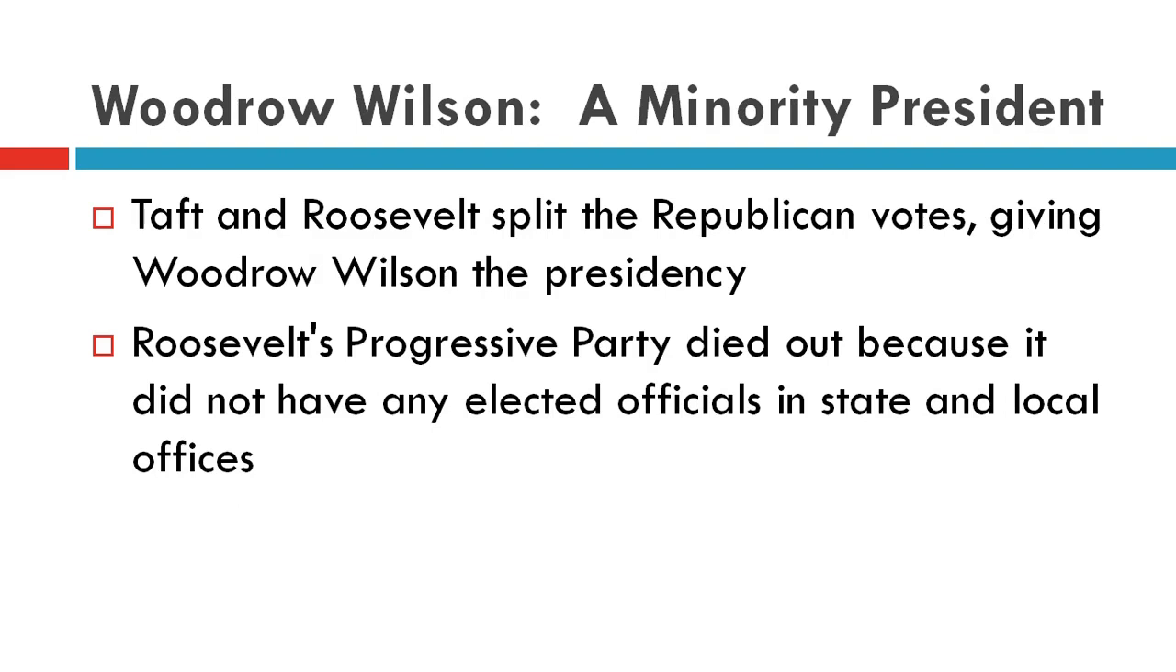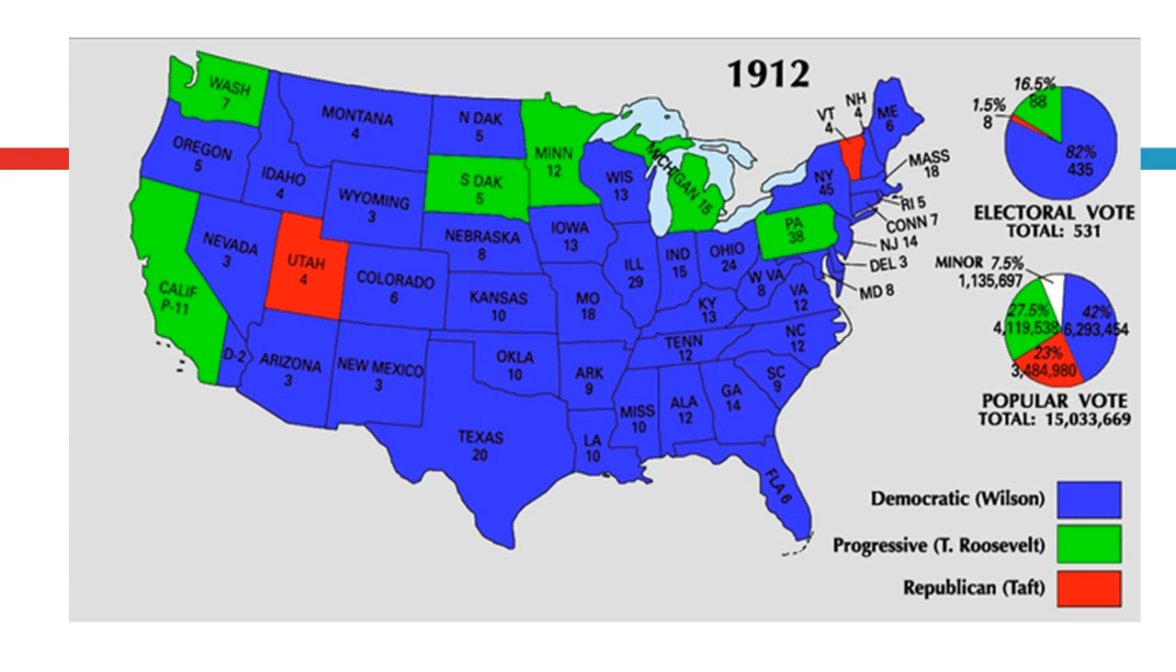As I said, the Republican vote was split, and of course Wilson wins. Roosevelt's Progressive Party actually dies out. As the text said, the Socialist Party had more people in elected positions than the Bull Moose or Progressive Republicans did, so this is pretty much the end of that party. You can see on the map here that the Democrats win the electoral vote quite easily, but keep in mind Wilson is a minority president. He does not have a majority of the popular vote. So it's 42% right there.